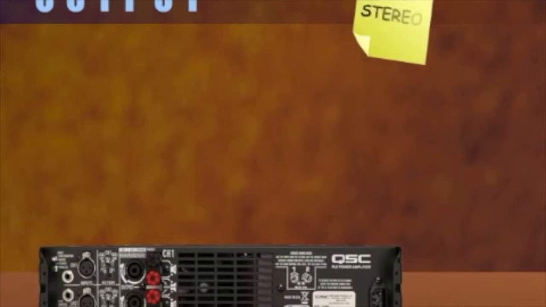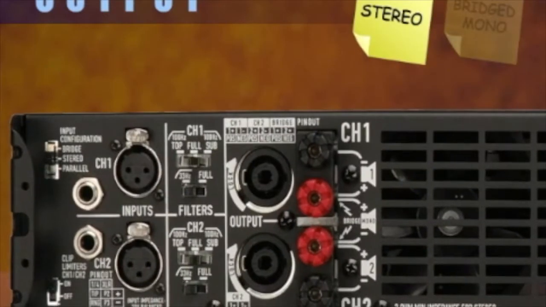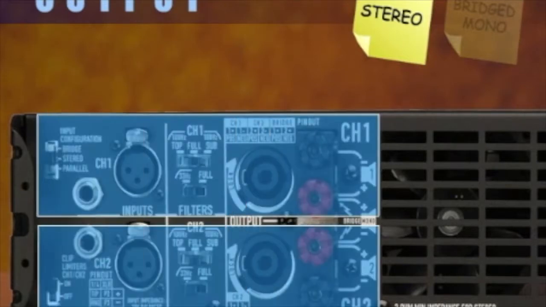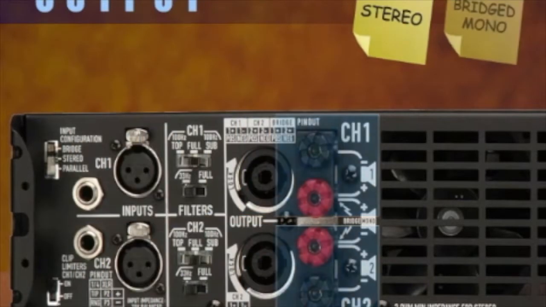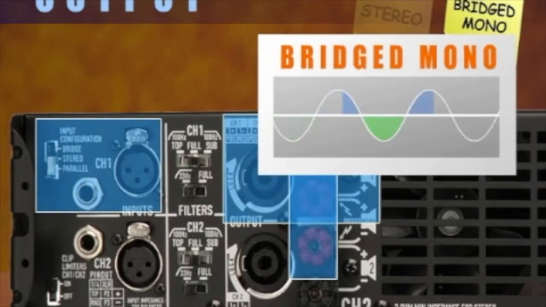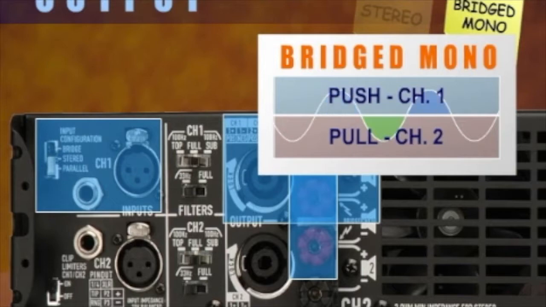There are also two basic output configurations for a two-channel amplifier, stereo and bridged mono. In stereo mode, the amplifier has two output channels, each working independent of the other. In bridged mono mode, the two channels become a push-pull configuration and thus combine into one high-power output.